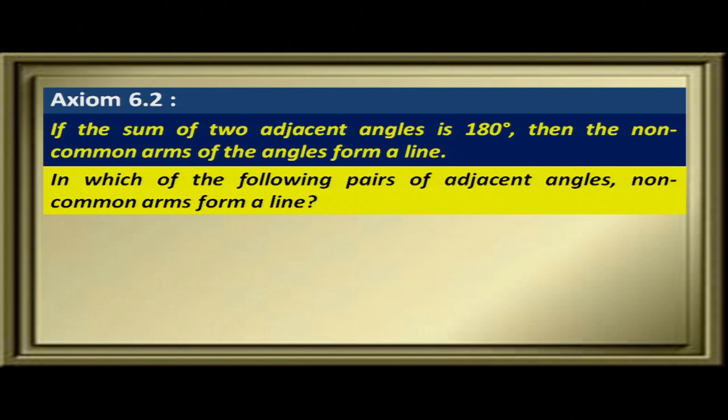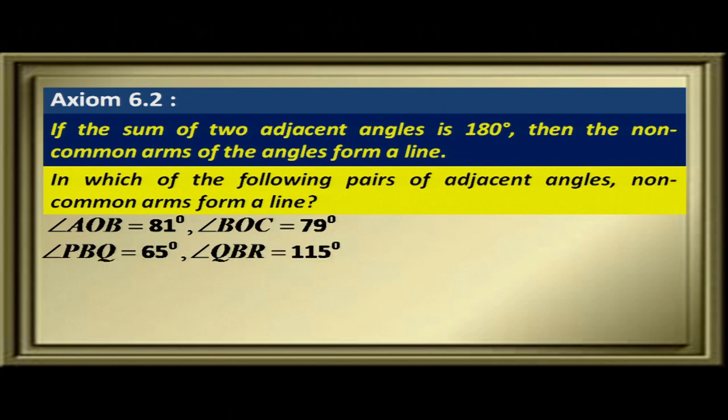Let's have a look at the pairs of angles. Angle AOB is equal to 81 degree and angle BOC is equal to 79 degree. Here the common vertex is O and the common arm is OB. Non-common arms are OA and OC. Now you see, the sum of the angles 81 degree and 79 degree is 160. So, as the sum is not 180, the non-common arms will not lie on the same line.